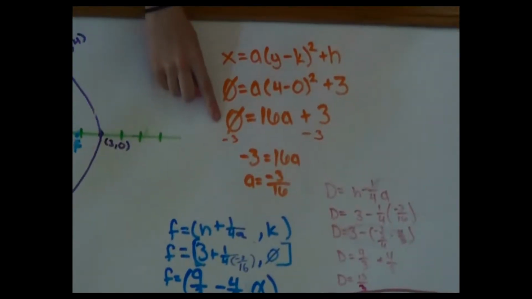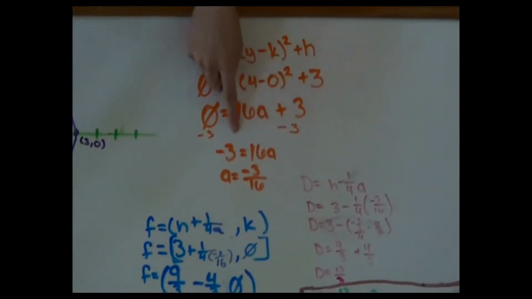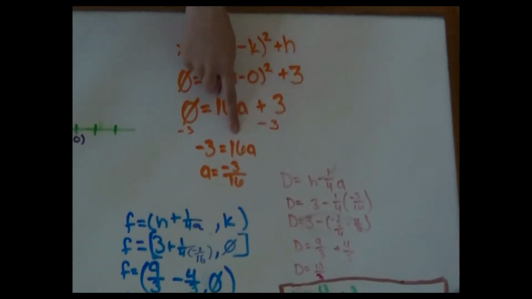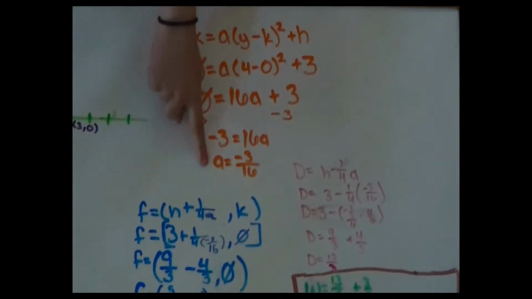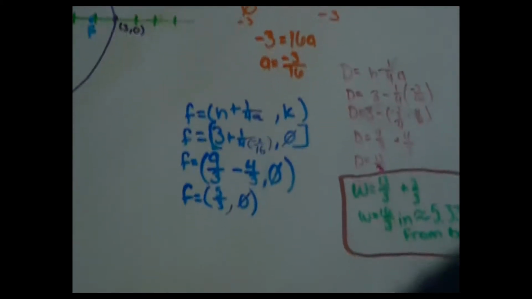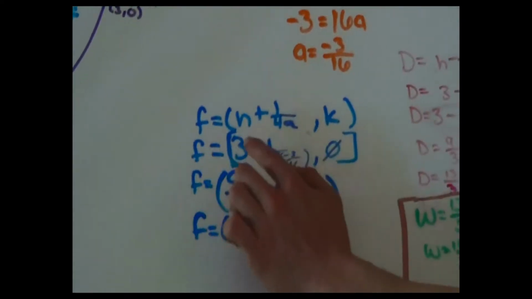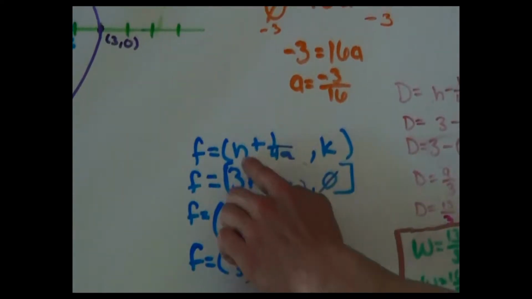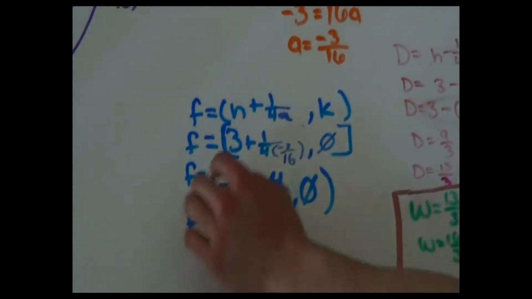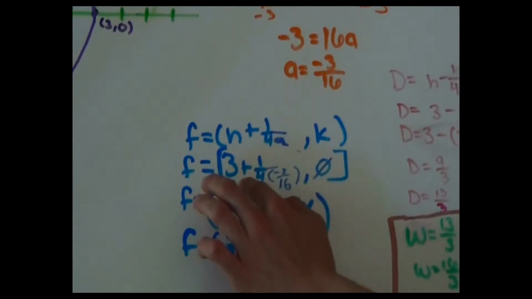So then you simplify it to 0 equals 16a plus 3. You subtract the 3 and you get -3 equals 16a. Then after you divide both sides by 16, you get a equals -3/16. And then we come to the focus formula, which is a point form: (h plus 1 divided by 4a, k), where h equals 3 and k is 0.